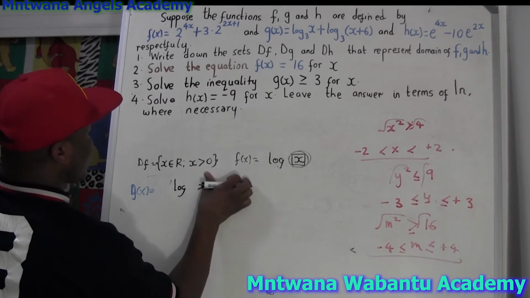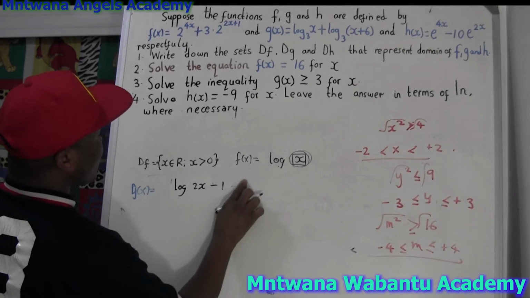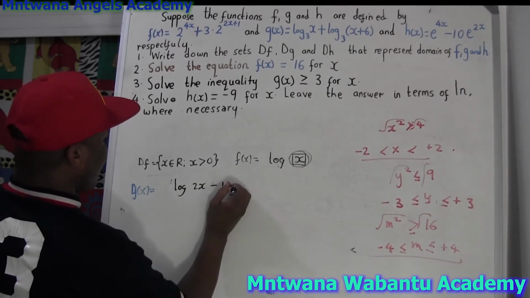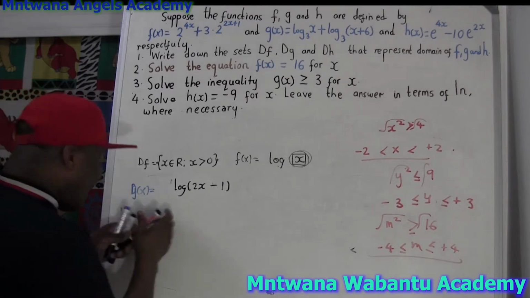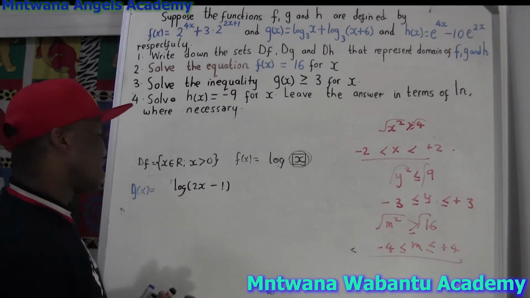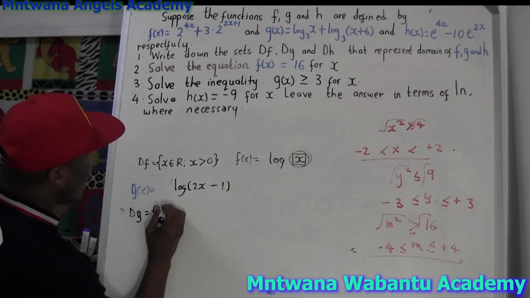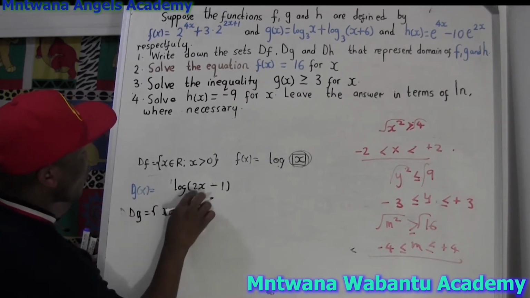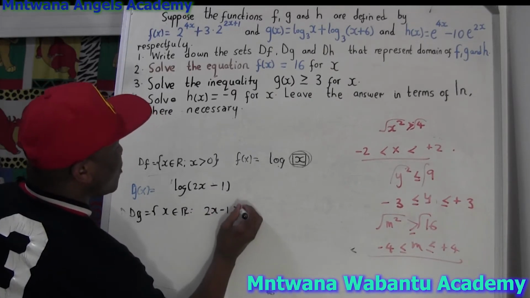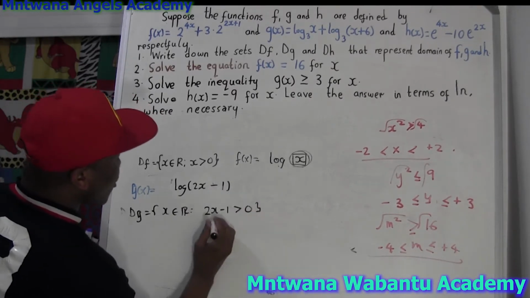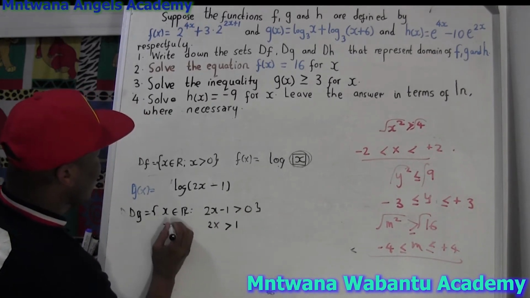G of x equals log of 2x minus 1. Oh, 2x. Find the domain of G. Oh, so anything in front of the log must be greater than 0 if there's a log. So I'm going to say domain of G equals x, an element of real numbers, whereby anything in front of the log, what is in front of the log? This one, for this case now. We know it must be greater than 0. So for that case, this one will go over. So 2x greater than 1. And here you write x, an element of real numbers.